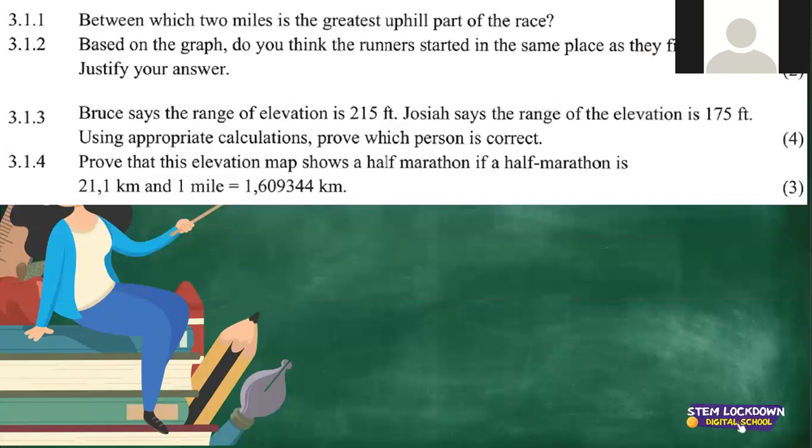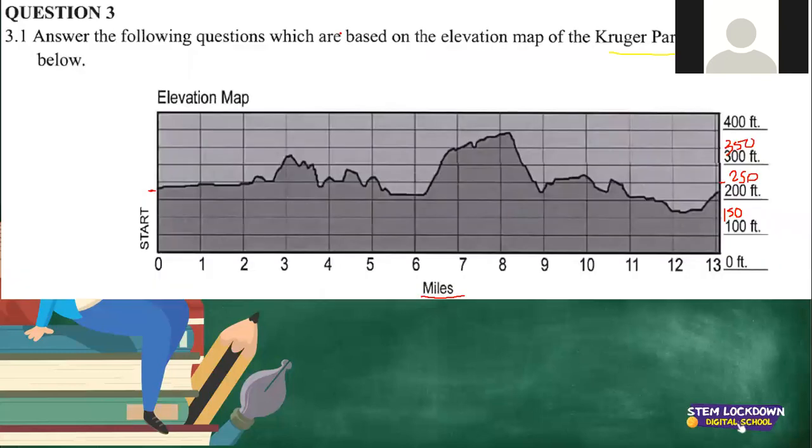The first question says, between which 2 miles is the greatest uphill part of the race, right? Between which 2 miles is the greatest uphill? Remember, there may be several uphills. When they say greatest, they basically mean the steepest, in this case. Which is the steepest uphill in this map, between which 2 miles?